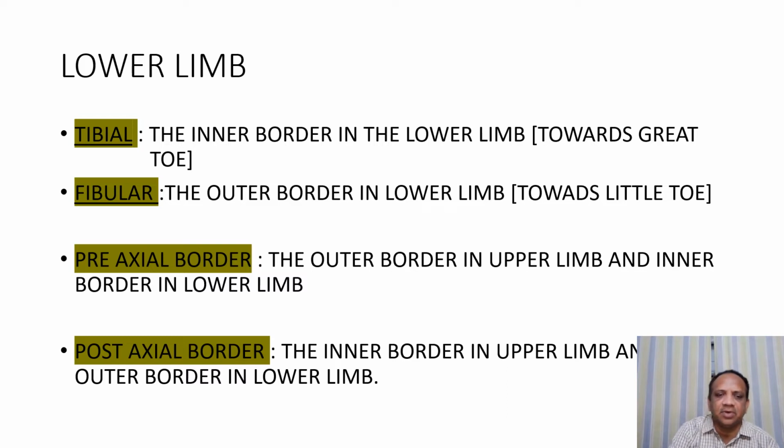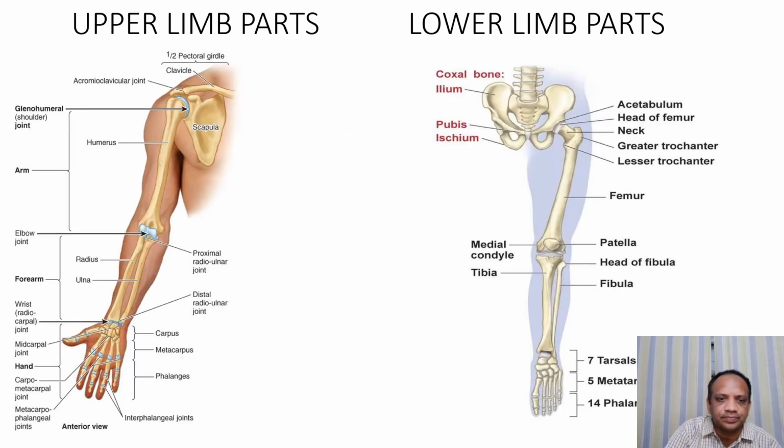So, preaxial border and postaxial border. The outer border in the upper limb and the inner border in the lower limb are called preaxial borders, whereas the inner border in the upper limb and the outer border in the lower limb are called postaxial borders. Axial lines are mentioned during development, where the limbs after formation rotate along this axis. The axis in the upper limb passes through the middle finger, whereas in the lower limb it passes through the second toe.